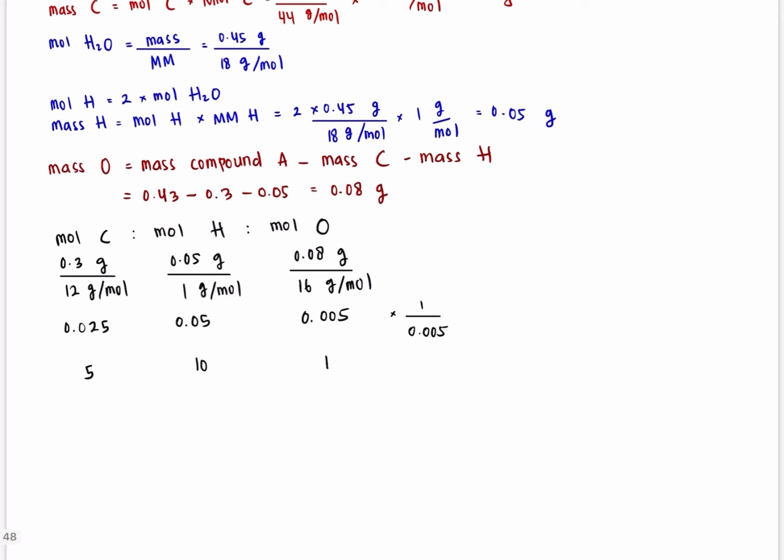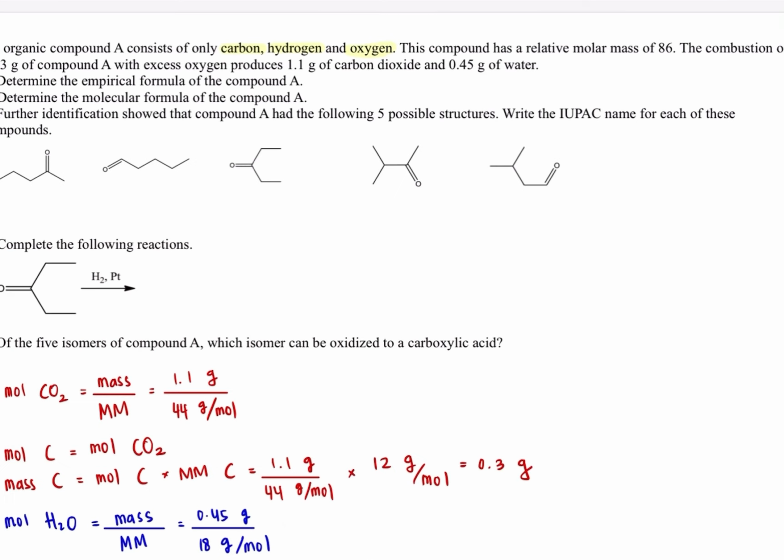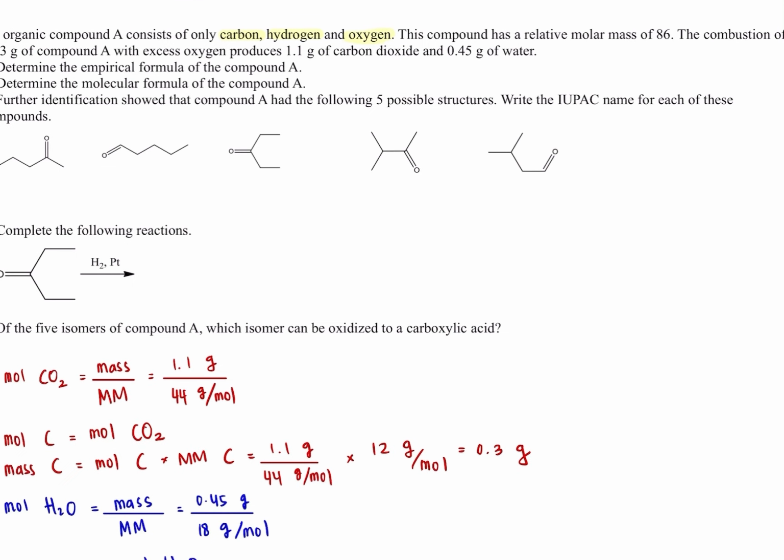So the empirical formula then is C5H10O1, which is the empirical formula of the compound A. And then the next one, question B, is determining the molecular formula of the compound A.